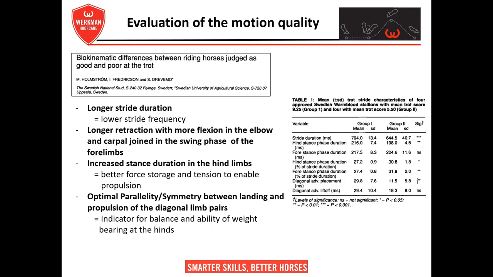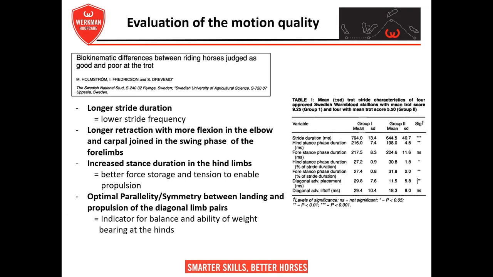And the stallions evaluated with a good gait quality, they showed long strides. So this means a longer stride duration. And then we have a lower stride frequency. So we have really long and nice strides. Then they showed a longer retraction and more flexion in the elbow and the carpal joint during swing phase.